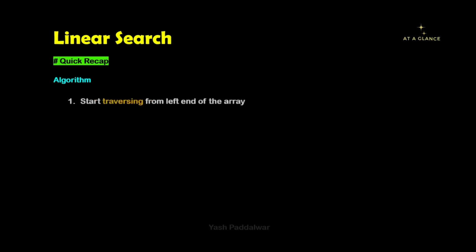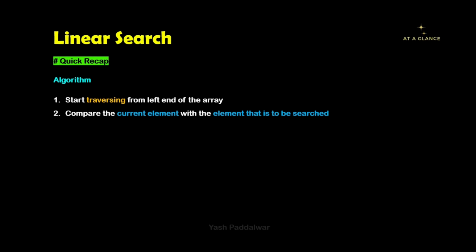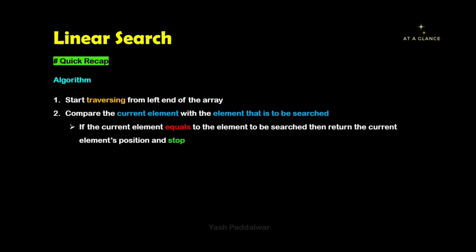So first we need to start from the left end of the array. We need to compare every current element with the element to be searched. If they are equal, then we need to return the current element's position and stop. Otherwise we need to move to the next element. Continue repeating step 2 until we reach the end of the array. This is how it works.